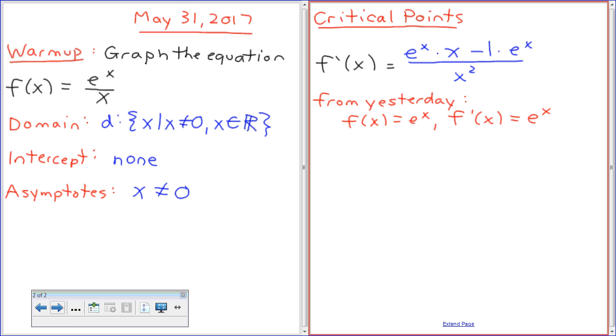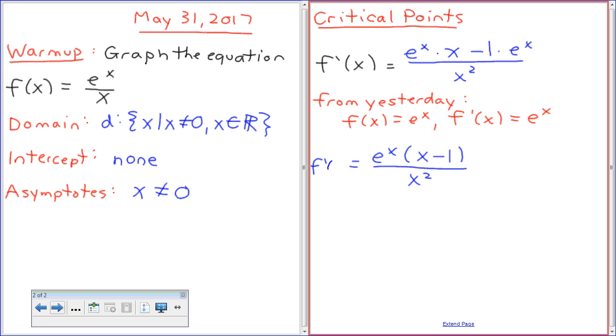Okay, now if I'm looking to solve for this, can somebody simplify the numerator? Can a brave soul be brave? Derek, how do you simplify the numerator? Factor out e to the x. Okay. So f prime of x equals e to the x, what's left inside the bracket, please? X minus 1. X minus 1.